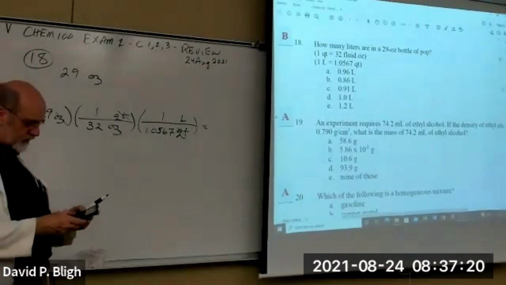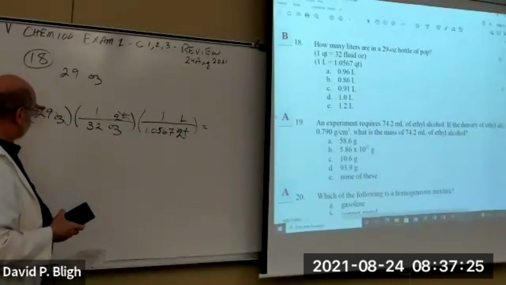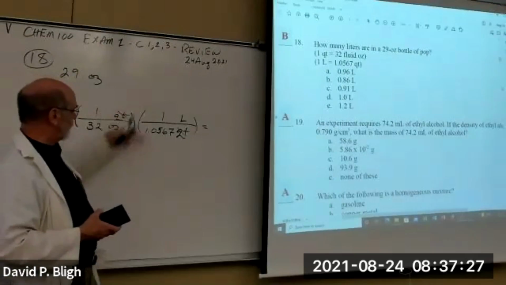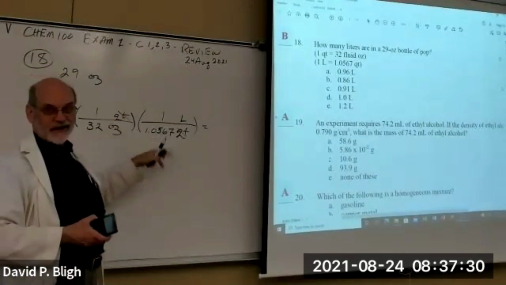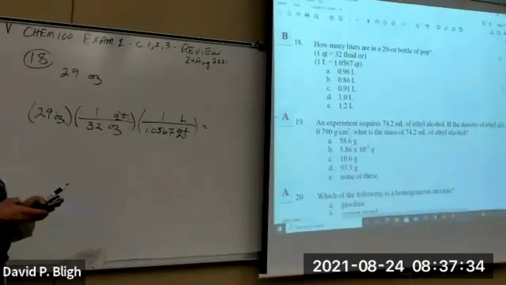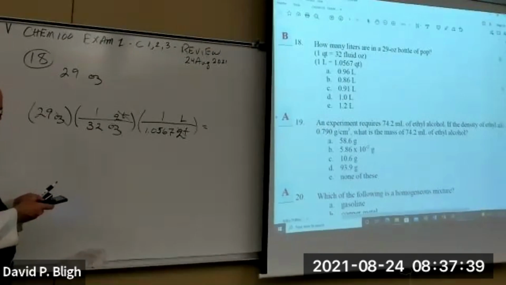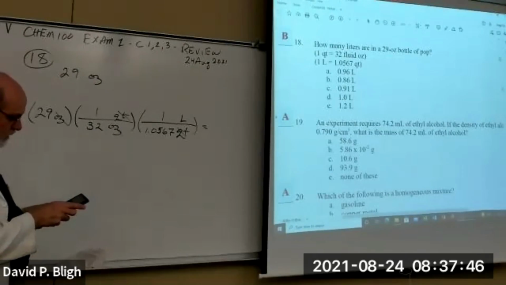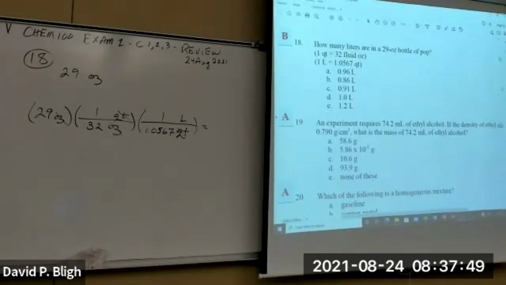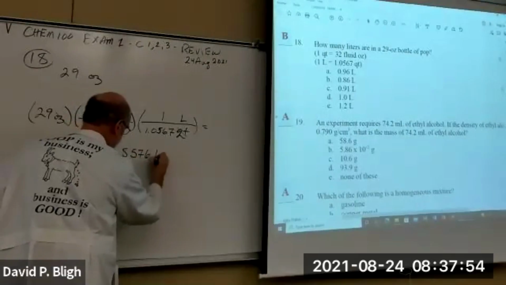So we'll take 29 ounces, and in your calculator, all you have to do is say, this is in the numerator, so that times that times that, then divide that, and then divide that. So 29 times 1 is what? Let me think, 29. Divided by 32, and then divided by 1.0567. So I get 0.8576 liters.